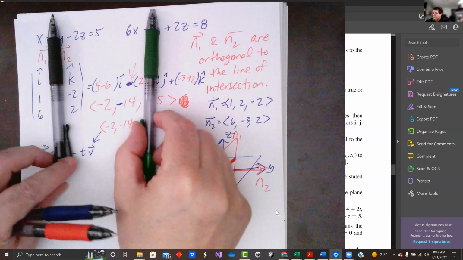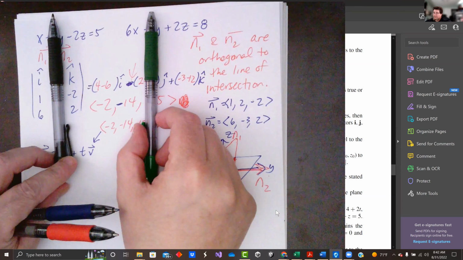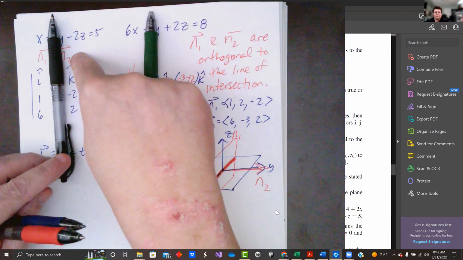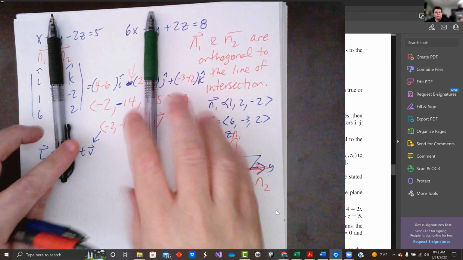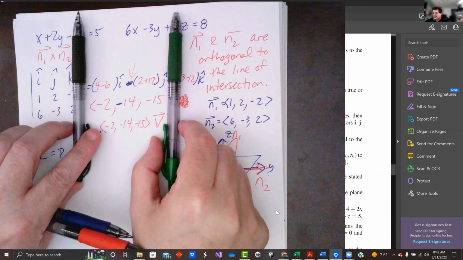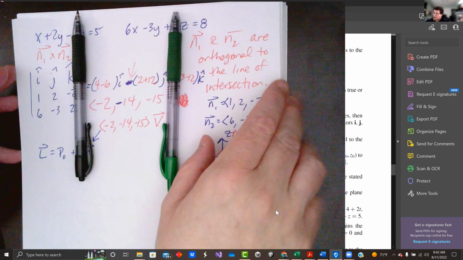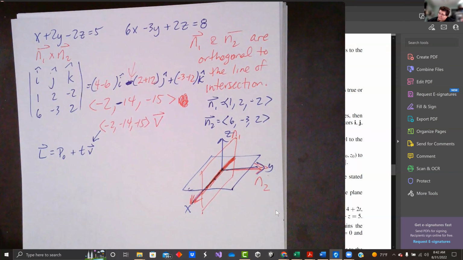Do I want to zero out y? Y would work just as well. This 2z and this -2z are going to make it easy to solve two equations, two unknowns. If I get rid of z, I have a little more work, since I don't have any matching coefficients. So I'm going to use x, but we could use y just as easily.